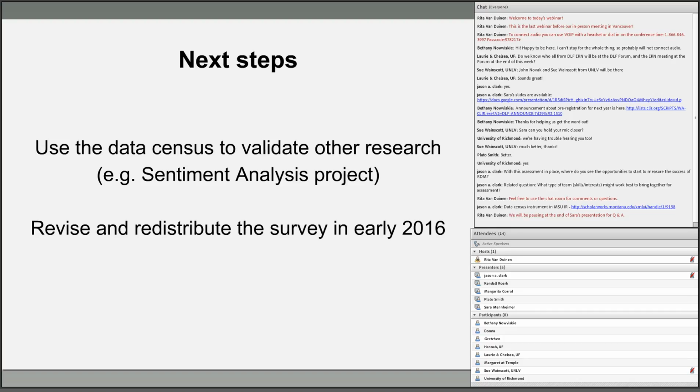And then our next steps. We're going to use the data census instrument to validate other research.